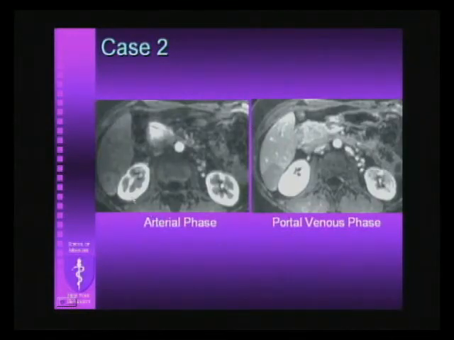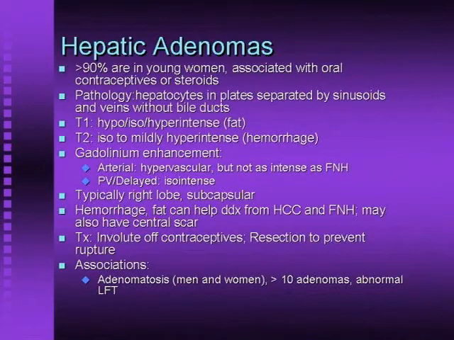Here on the contrast-enhanced images, slightly hyperintense on the arterial phase, a little bit hypointense on the portal venous phase. Again, in a patient without any underlying cirrhosis or liver disease, a fat-containing liver tumor is most likely hepatic adenoma. These, again, are most commonly found in young women. They have the association with contraceptives or steroids.